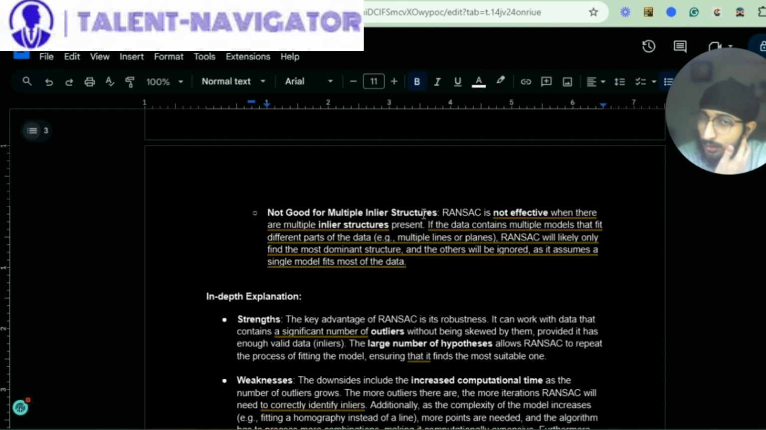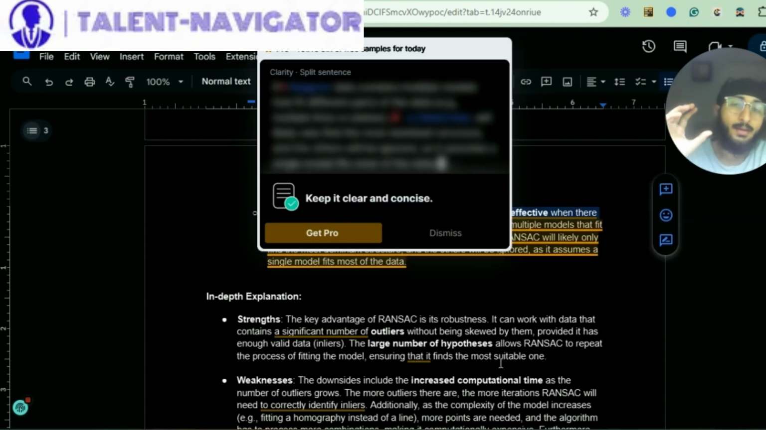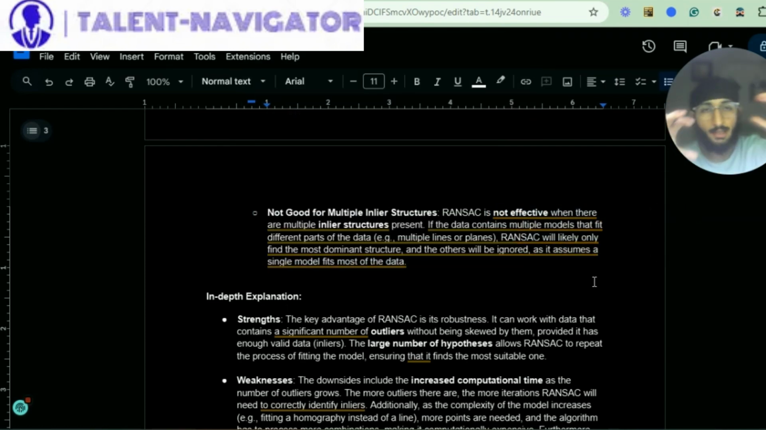And also not good for multiple inlier structures. It is not effective when there are multiple inlier structures present. If the data contains multiple models that fit different parts of the data, for example, multiple lines or planes, RANSAC will likely only find the most dominant structure and the other structures will be ignored, as it assumes a single model fits most of the data.